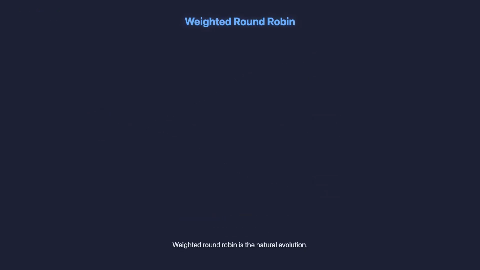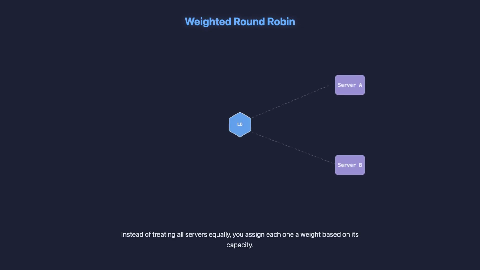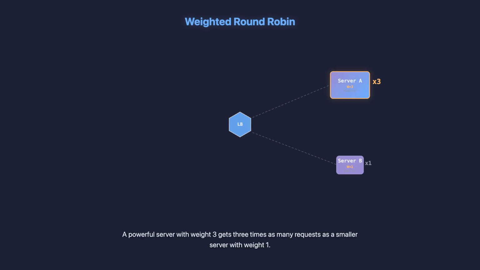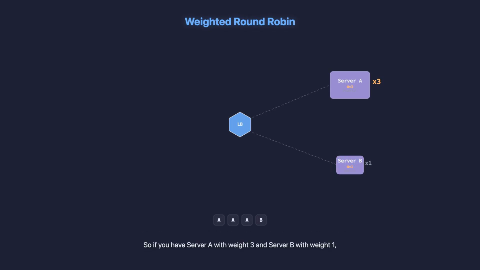Weighted round robin is the natural evolution. Instead of treating all servers equally, you assign each one a weight based on its capacity. A powerful server with weight 3 gets 3 times as many requests as a smaller server with weight 1. So if you have server A with weight 3 and server B with weight 1, the pattern becomes A, A, A, B, then repeat. The more powerful server handles a proportionally larger share. This is a simple way to account for different hardware.